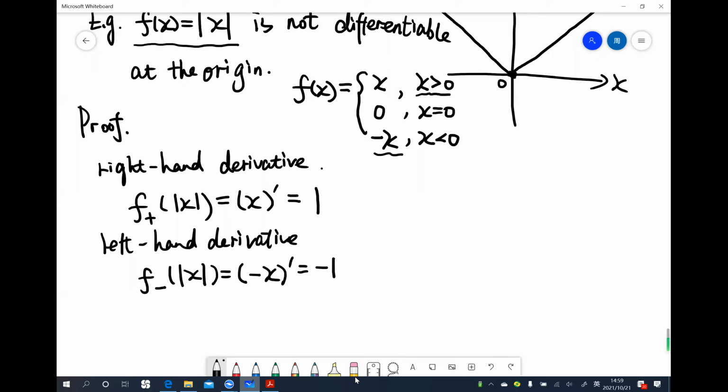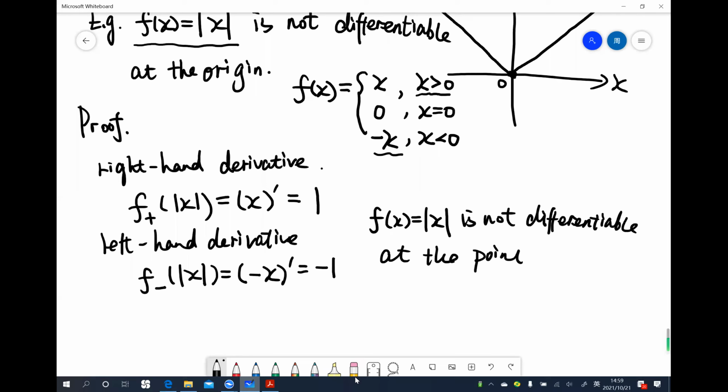So this is continuous, but it is not differentiable at this point. That means the function f of x is not differentiable at the point 0, 0, the origin.